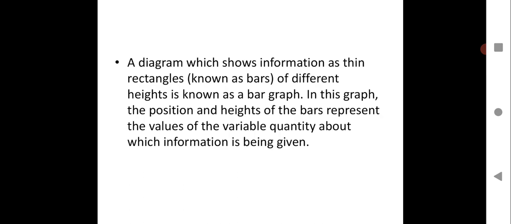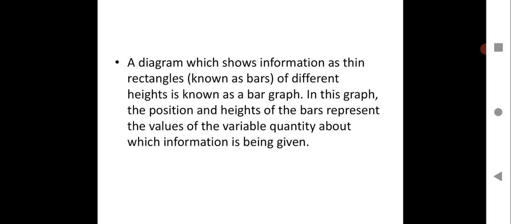You can plot score on different subjects. You can take subjects on the x axis and your score on the y axis. Then the production of companies in different years, all that you can do. We will have different sorts of graph here.